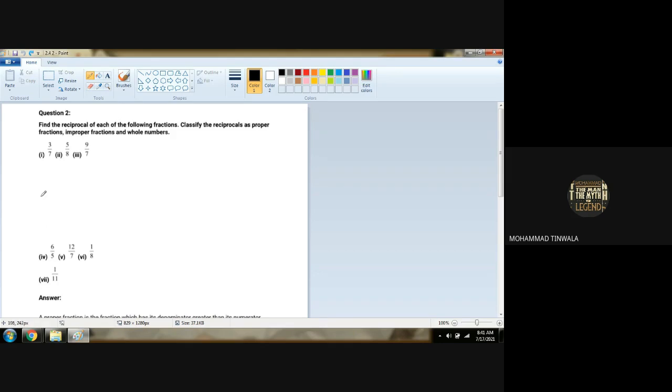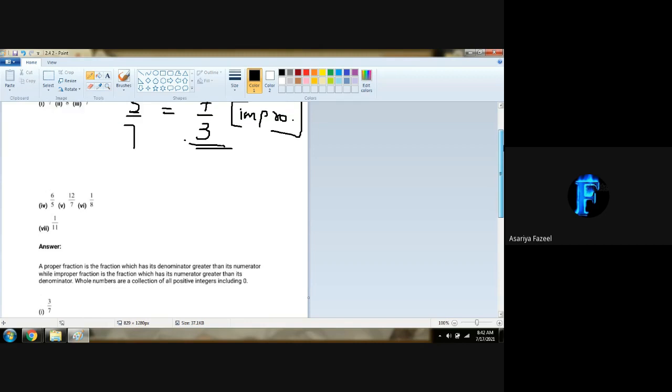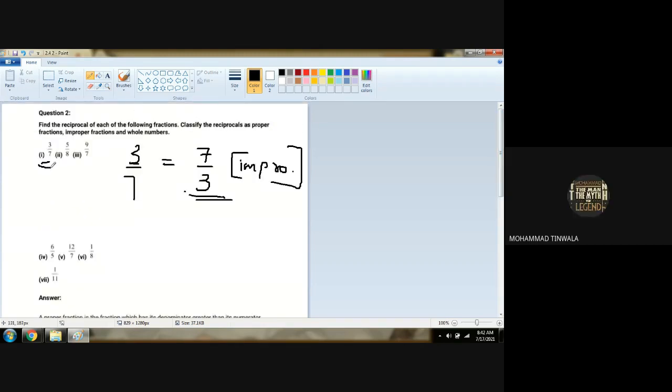I'll show you one, you will be able to do the rest on your own. 3 upon 7 is the question here. The reciprocal of 3 upon 7 is 7 upon 3. Any doubt? No, sir. Now this one is a mixed fraction, a proper fraction or improper? Which fraction is this? Improper. It was a proper fraction, and it became improper. Are you getting it? While doing a reciprocal.